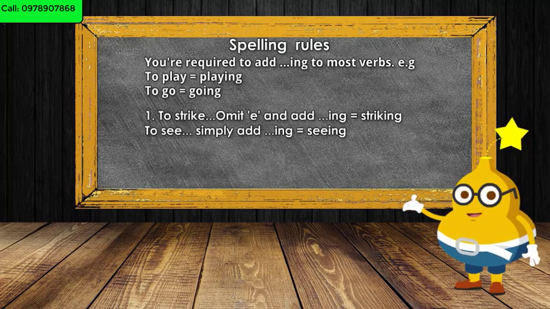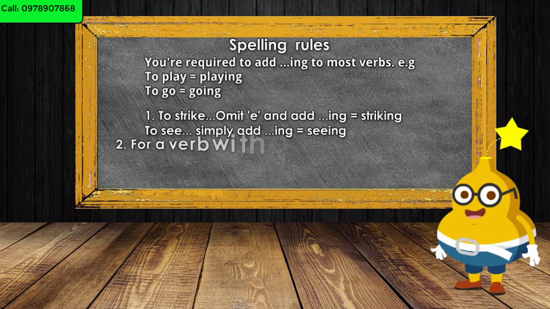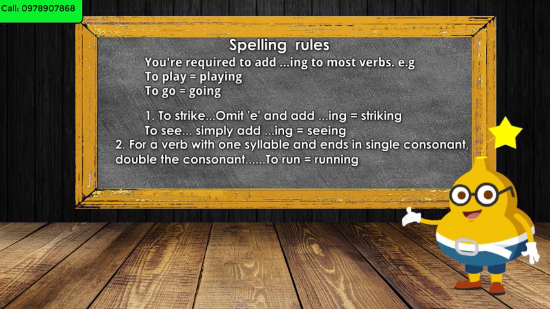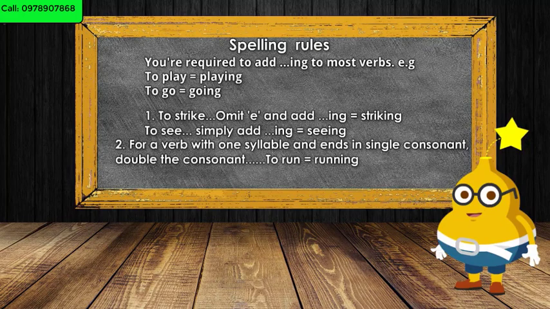The second spelling rule is that if the verb has one syllable and ends in a single consonant, with an exception of W, X, and Y, we double the final consonant and add ing. For example, to run becomes running.